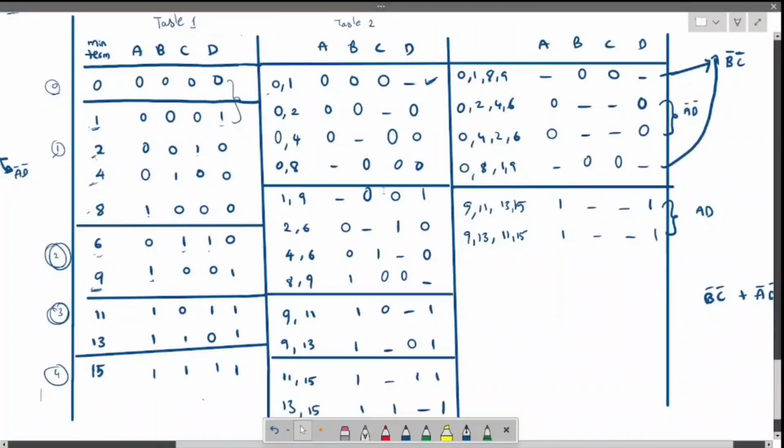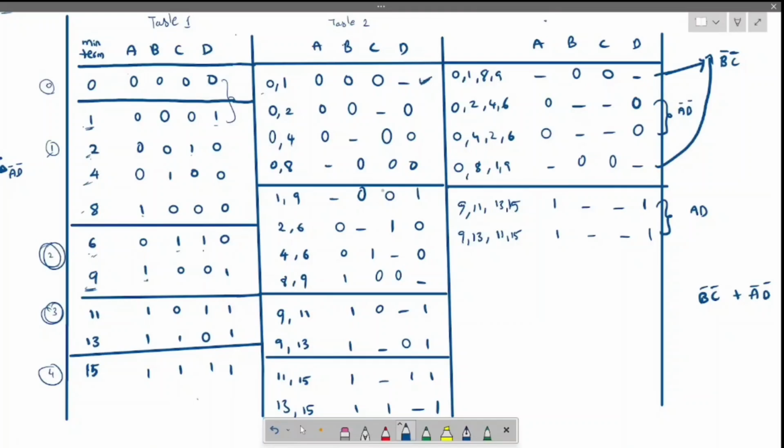Now table 3. Okay, let us move into the table 3. So what we did here, we made one blank, right? So here we will make the two blanks. So 0 1, here we have blank, right? Check with the next table. Next table, here we have the blank. So 0 1 and 8 9 is a one group.